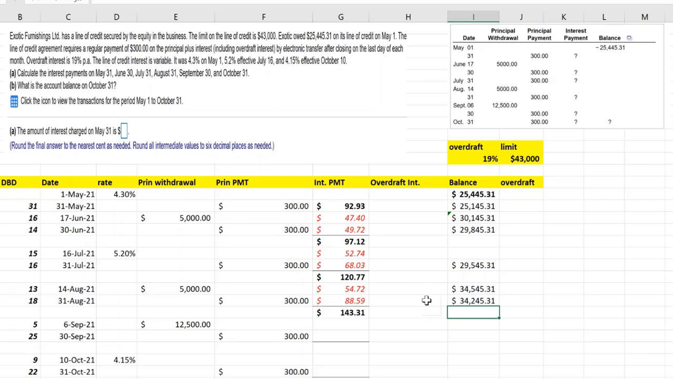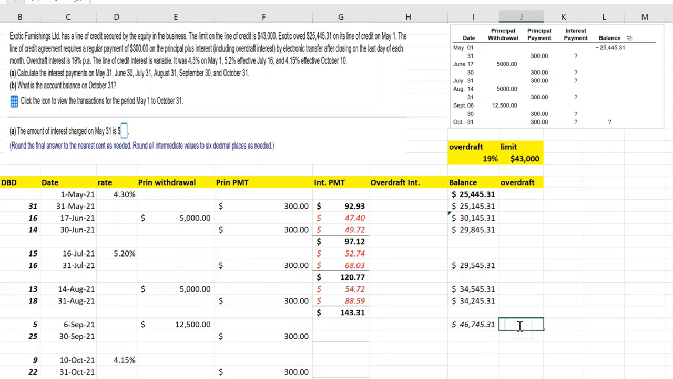The next date is September 6th. You borrowed an extra $12,500, right? So I know that my last balance, I add an additional $12,500 owing: $46,745.31. I am now in overdraft.